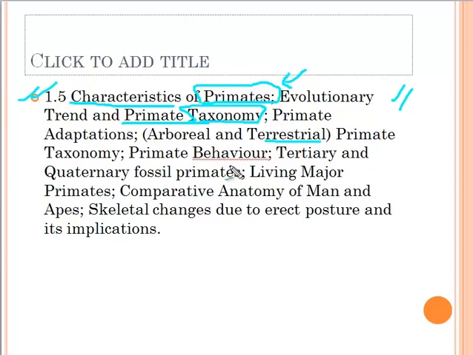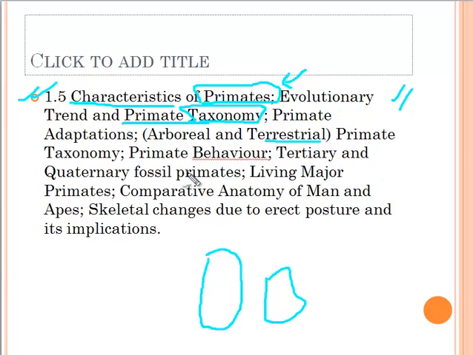Primate behavior also covers what their sleeping pattern is, what their food habits are, what their cultural habits are, what the different things are which allowed them to survive. There is also one concept: if you see, the male gorilla is very big and female gorillas are small. So why is there a difference of size between them, and why do gorillas fight for mating rights and all those things? This all we learn in primate behavior.